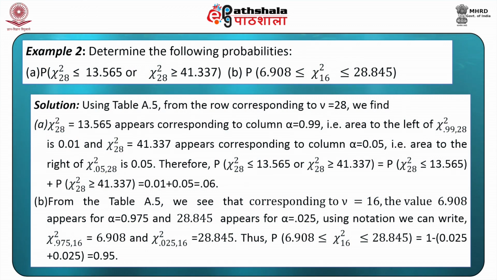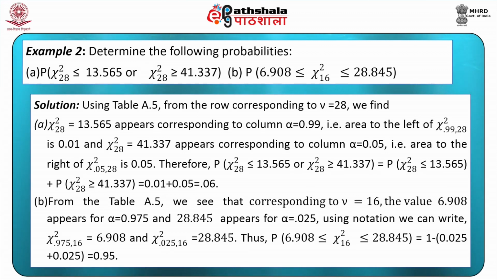Let us take another example and find out the following probabilities. The first part is the probability of chi-square with 28 degrees of freedom less than 13.565, or chi-square 28 greater than or equal to 41.337. The second part is the probability that chi-square with 16 degrees of freedom is greater than or equal to 6.908 but less than or equal to 28.845. So how do we find the solution?